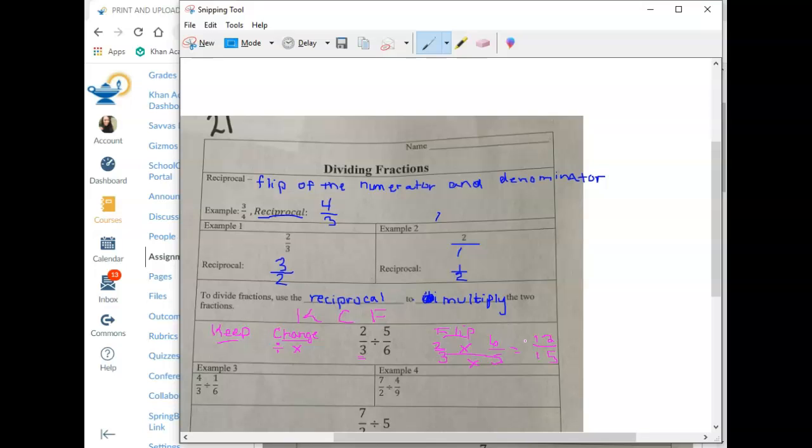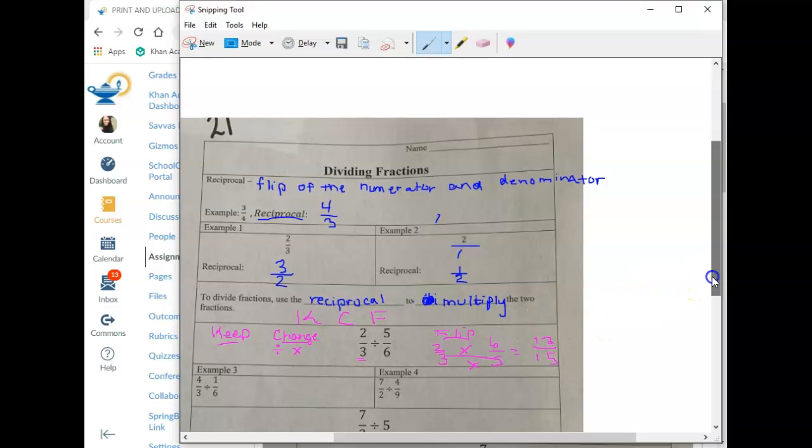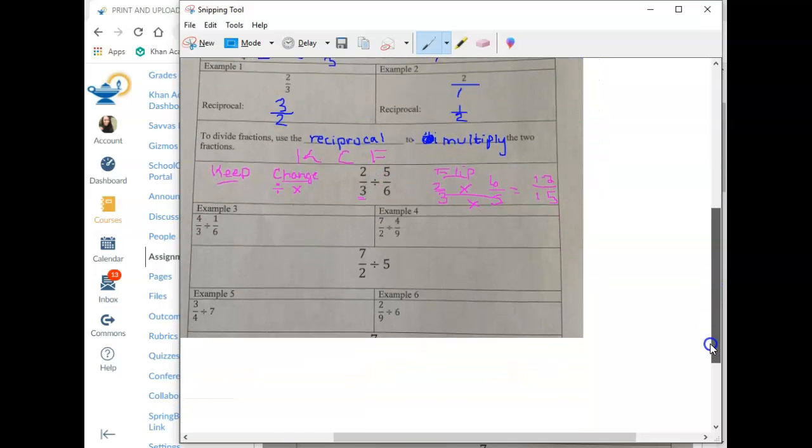Are we getting it? Yes, good job, e-learners. Are we getting it? E-learners, type in the chat. Let me know that you're getting this stuff and this is too easy. Type it in the chat. Yes, yes. We like keep, change, flip. It's not too different.